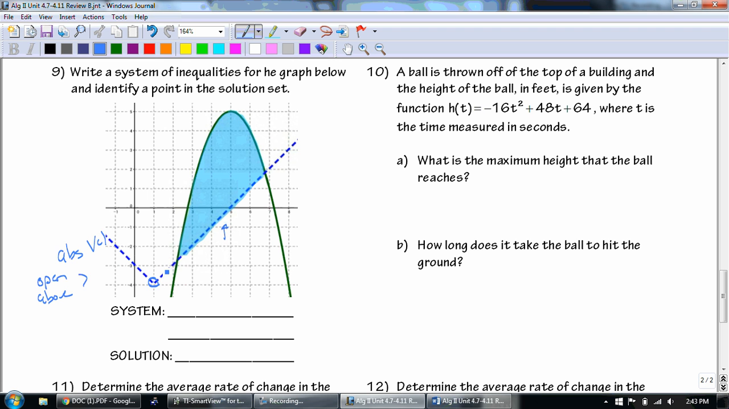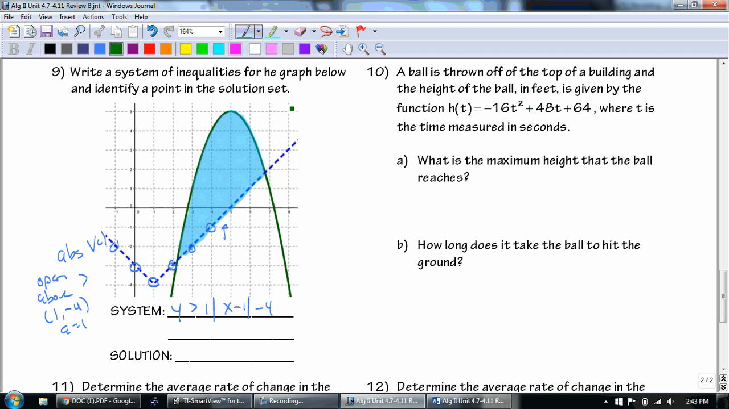I need to know my vertex, which is 1, negative 4. And then my pattern just looks like it's a, oh, sorry, that's not a point, positive 1. So we would say that y is greater than 1 times the absolute value of x minus 1 minus 4.